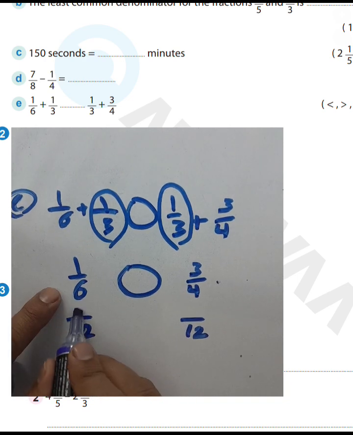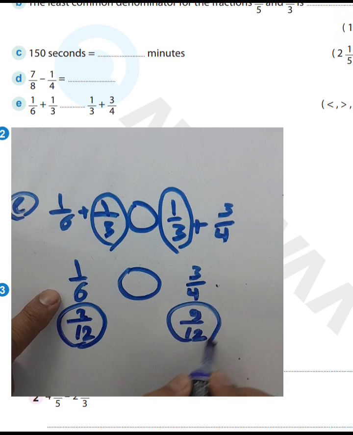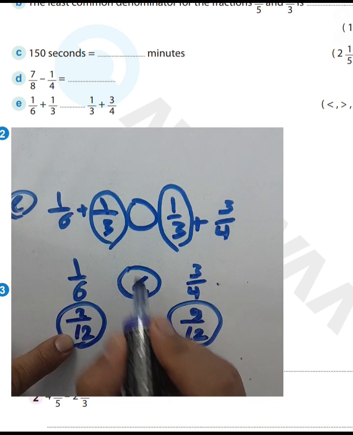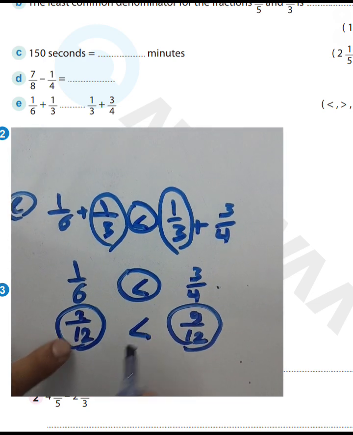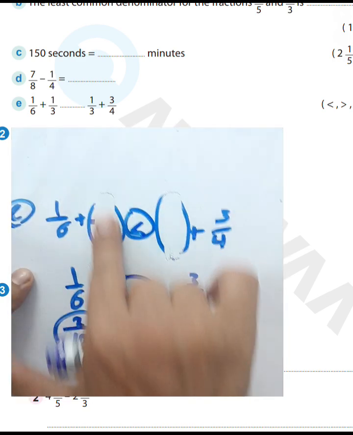1 times 2 equals 2. And 4 times 3 equals 12. 3 times 3 equals 9. Then 2 over 12 is less than 9 over 12. Then the result will be less than. Understood? Because we can cancel twelfth by twelfth, because they are similar.